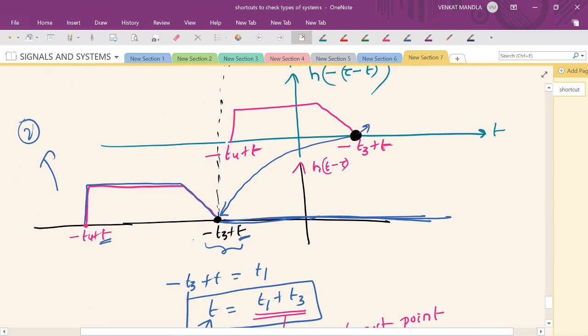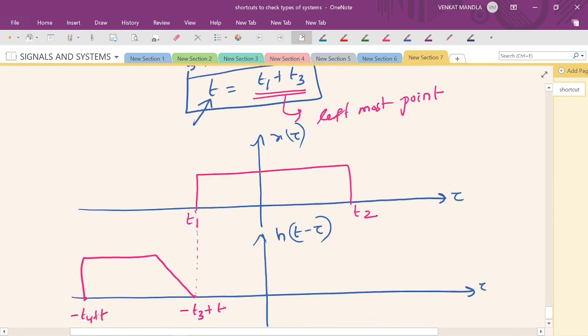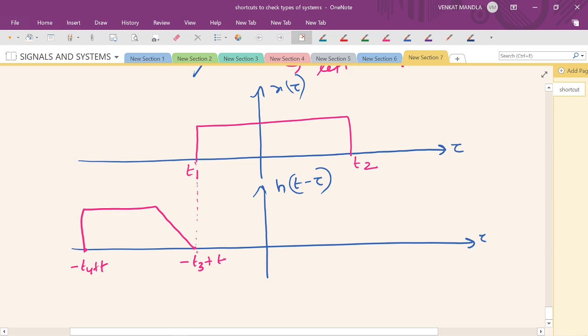Yes, minus t3 plus t, minus t4 plus t. If this point is exactly equal to this point, now there is no overlap. This point minus t3 plus t equal to t1. That is, t equal to t1 plus t3 is the leftmost point. We choose t such that t1 plus t3 is the leftmost point.